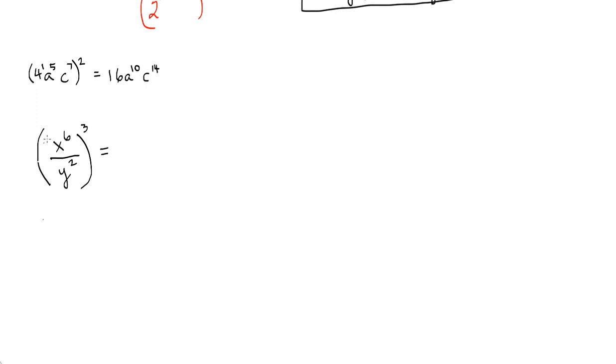Now let's put a 3 here. How about that? We'll make it a little more complicated. Okay, so we're going to take everything to the third power inside this parentheses. So 3 to the third power. It is not 3 times 3. It's 3 to the first to the third. So it's 3 to the third. 3 times 3 times 3. 3 times 3 is 9. Times 3 is 27. So I have a 27. x to the 6 times 3 is 18. y to the 2 times 3 is y to the 6. There's our answer. Pretty straightforward, isn't it?